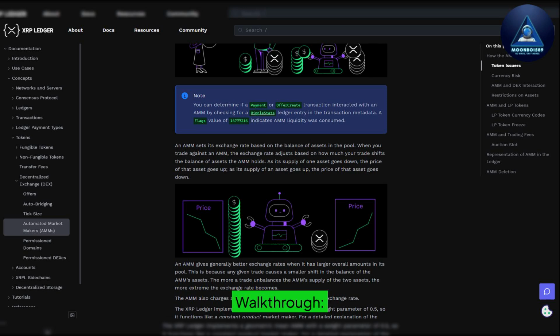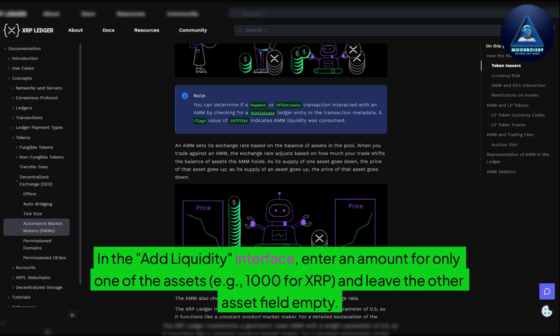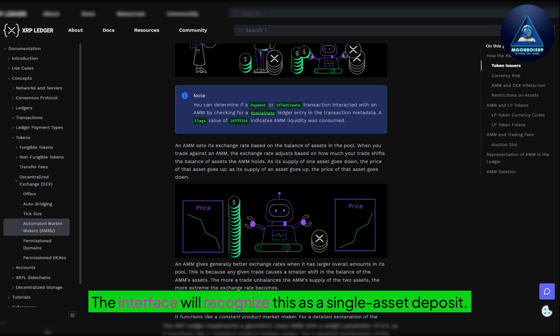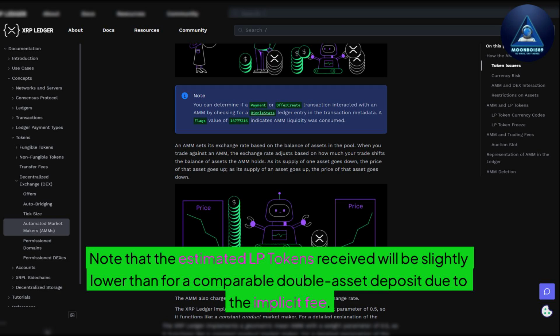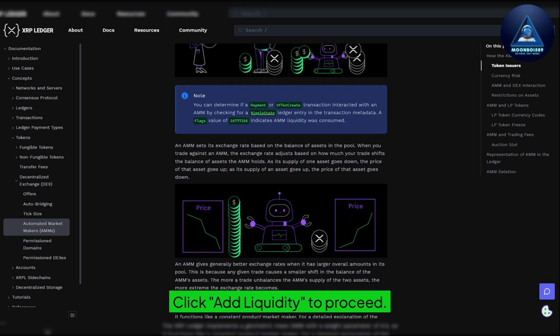User interface walkthrough. In the Add Liquidity interface, enter an amount for only one of the assets, e.g., 1,000 for XRP, and leave the other asset field empty. The interface will recognize this as a single asset deposit. Review the transaction summary. Note that the estimated LP tokens received will be slightly lower than for a comparable double asset deposit due to the implicit fee. Click Add Liquidity to proceed.